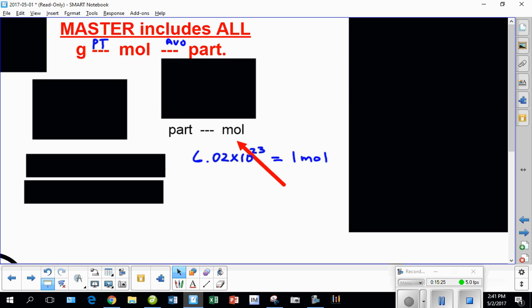And so because particles is here as the given, it has to be underneath moles on the second fraction. So it will cancel, right? And then this guy will be always 1 mole, no matter what the atom is. With the Avo territory, it's really simple because it never changes.